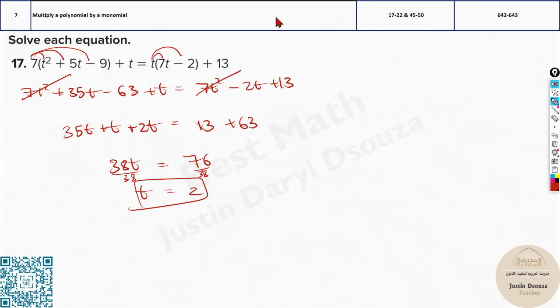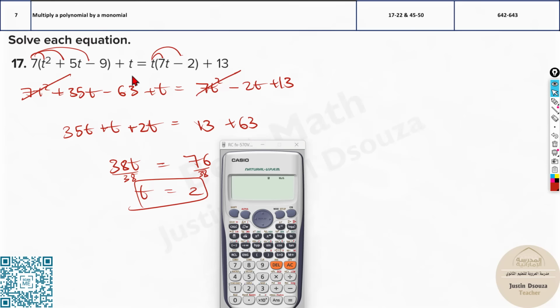The same thing can be easily found in the calculator. Let me show you all. You need your calculator for this. All you do is type this given question as it is, and the variable t is taken as x. That is alpha x squared plus 5x minus 9, close the bracket, plus x. That is equal to, t is x times 7t, that is x again, minus 2, close the bracket, plus 13.